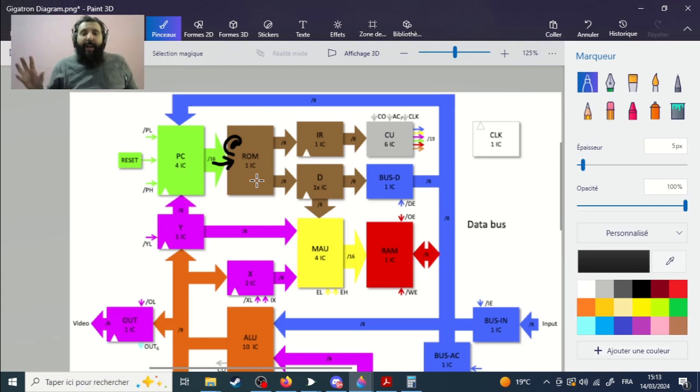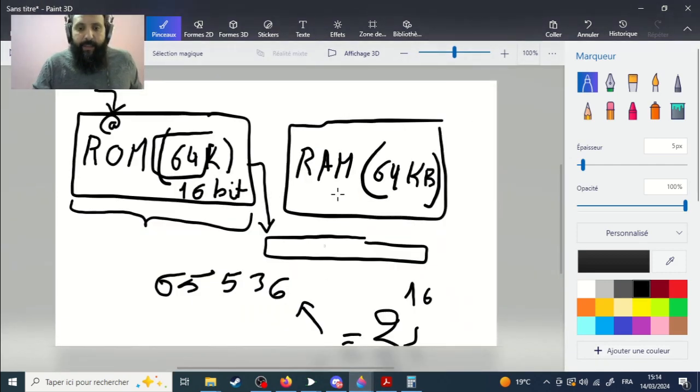Anyway, why are we using a counter? Because this is the program counter, the PC. After the finishing of each instruction, we have to go to the next instruction. We have to add one, we have to increment our address to get to the next instruction. Okay, anyway, inside the ROM, I have to design that.